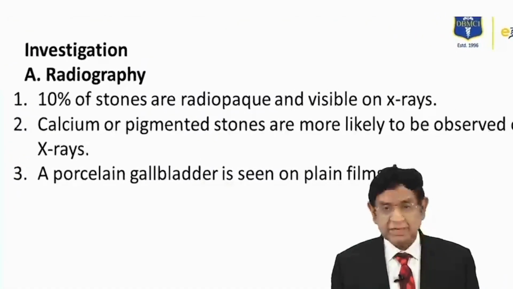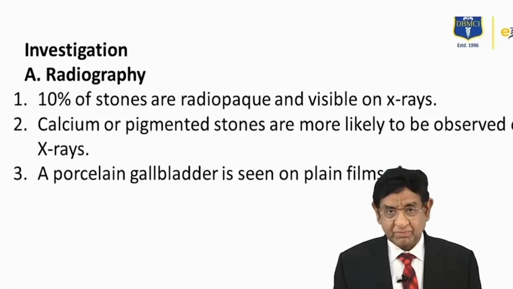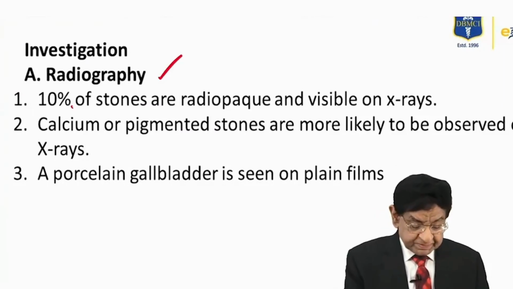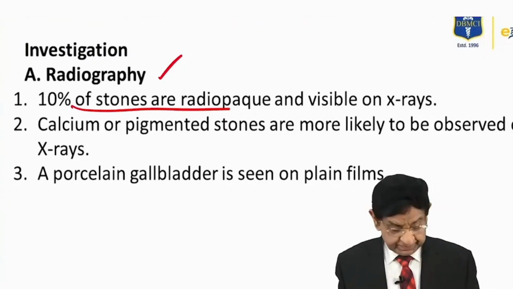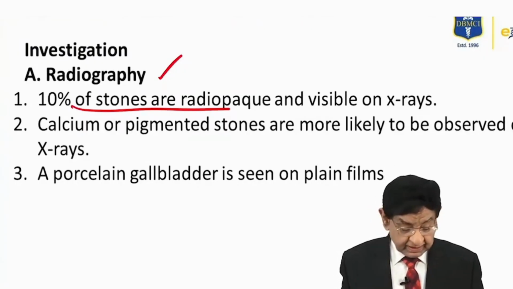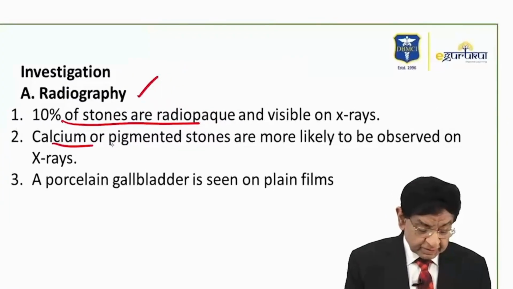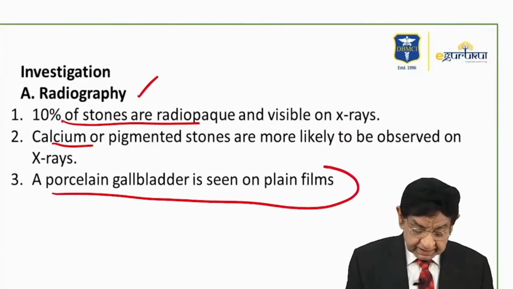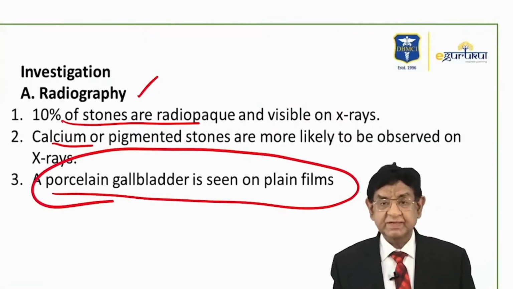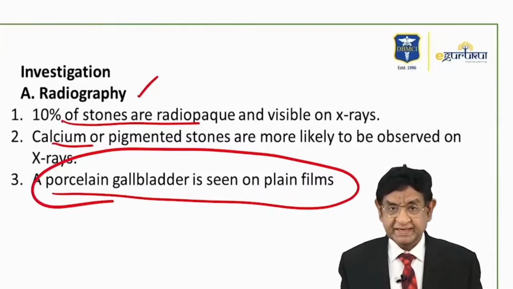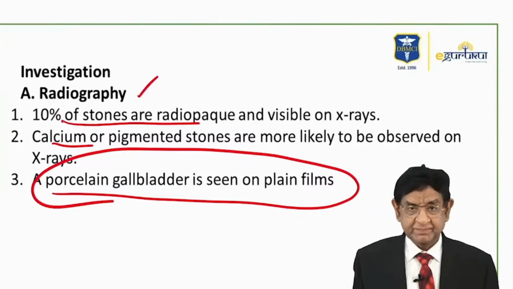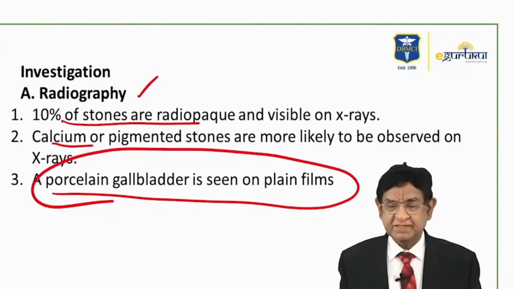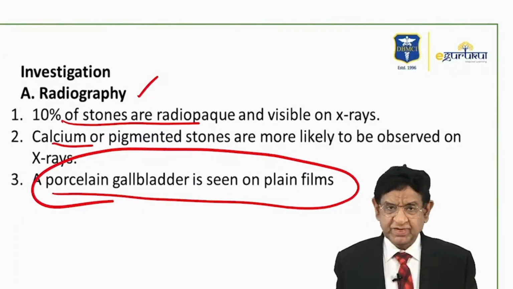Anyway, we talk about investigation of a case of gallstones. Radiography: only 10 to 15% are radio-opaque. Calcium stones can be seen, and porcelain gallbladder is seen very nicely on the plain X-ray of the abdomen. But nowadays, it is mentioned in the books, so I have mentioned it, but nowadays it is not a very popular investigation.